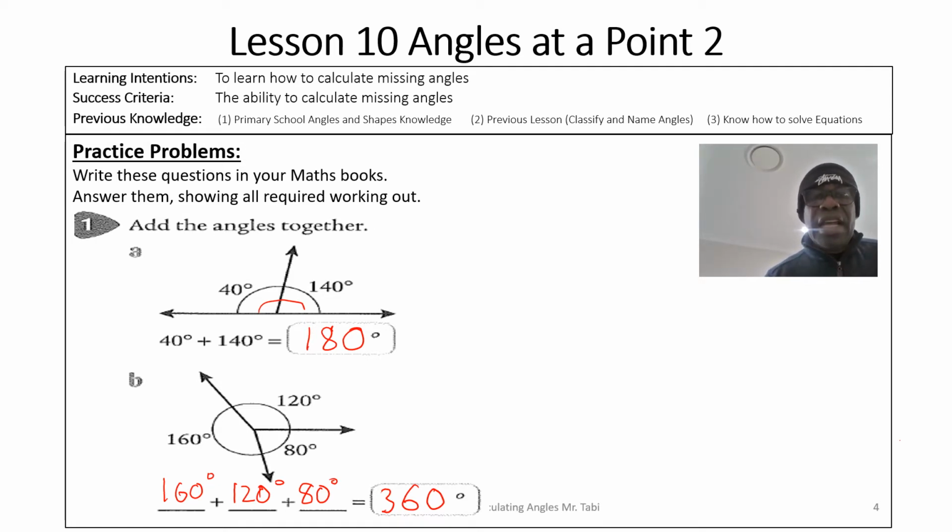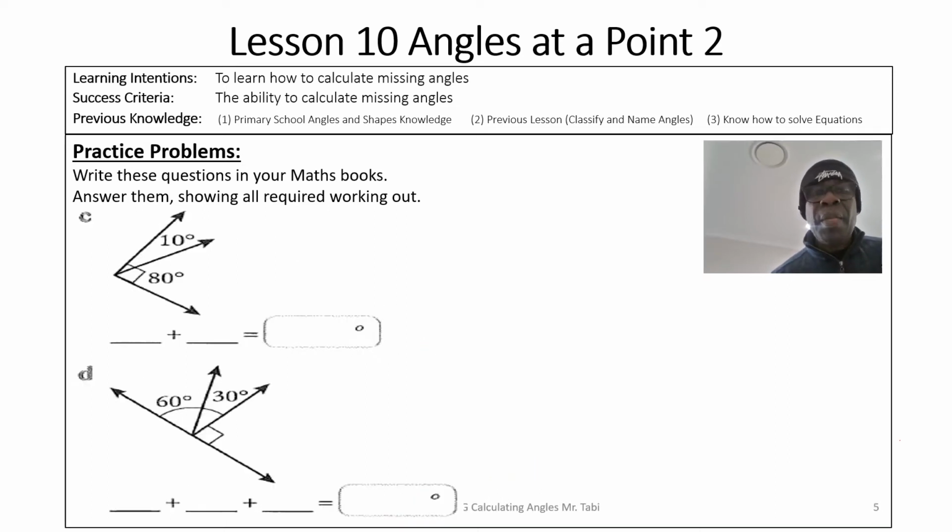120 plus 80, that gives you 200, plus 160, that's 360, which we have there. 360. Pretty straightforward. So now you can pause and do this by yourself.